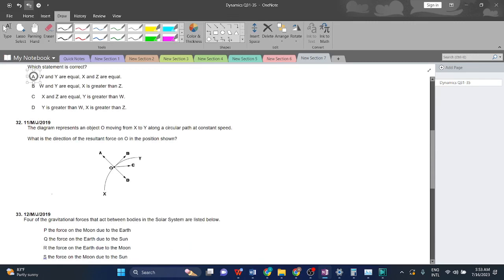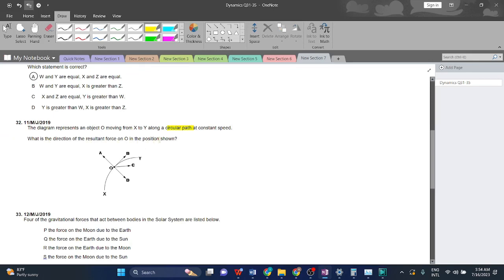Question 32. The diagram represents an object O moving from X to Y. So it's moving in this direction. As you can see, it's a circular path. It has an arc. So it's moving along a circular path at a constant speed. What is the direction of the resultant force on O in the position shown?